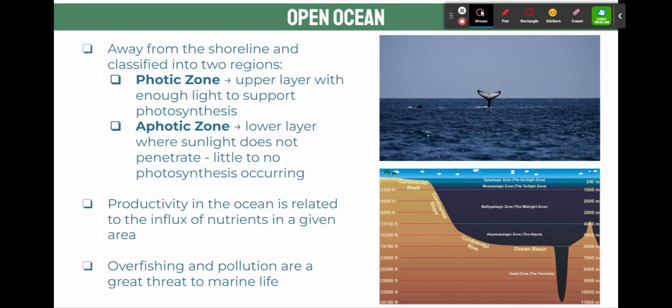Productivity in the ocean is related to the influx of nutrients in a given area. So remember, we talked about upwelling in our last unit, which is when the cold, deep, nutrient-rich water mixes with the warm surface water and it brings up all of these nutrients for the plankton, the photosynthetic organisms, to live and have nutrients. And this is incredibly important because phytoplankton are at the bottom of the food chain, so they provide food for our primary consumers.